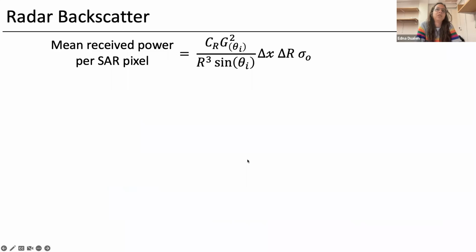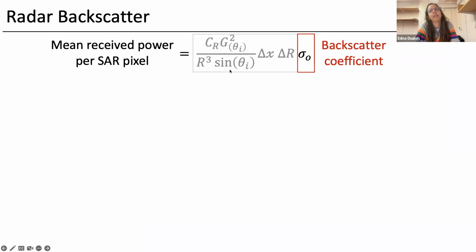So when I'm talking about radar backscatter, it can be broken down into this equation here, which is for a single pixel in a SAR image. Luckily for us, most of these variables are known and provided by the satellite. So this includes satellite parameters, the antenna gain, and the range. We're interested in this factor here, which is the backscatter coefficient, and this represents the surface scattering properties.